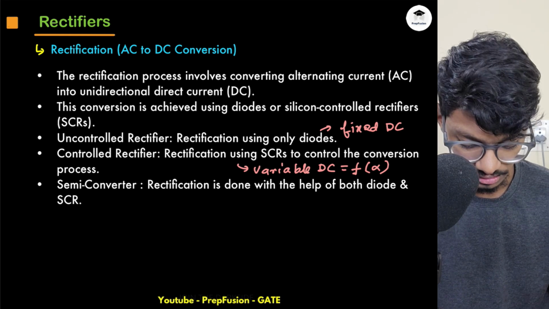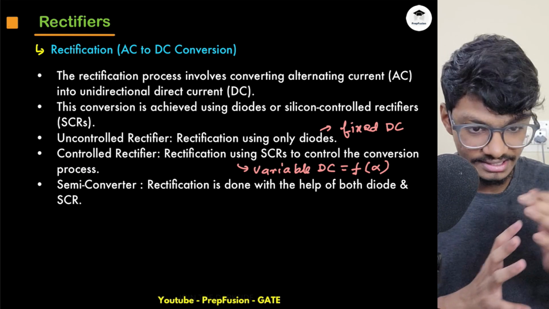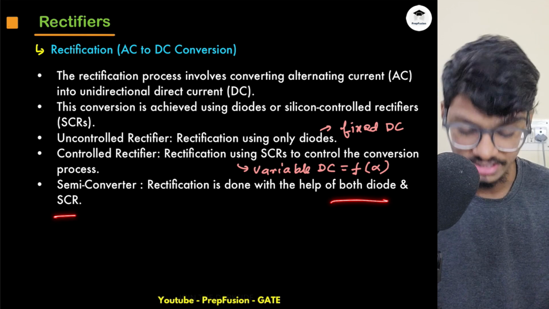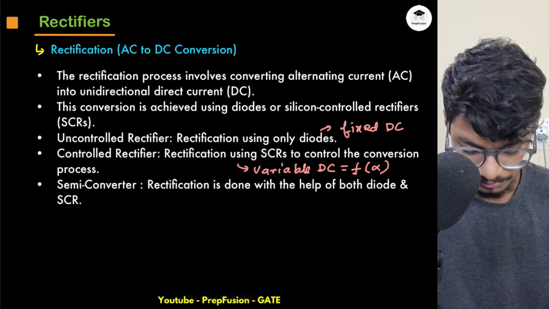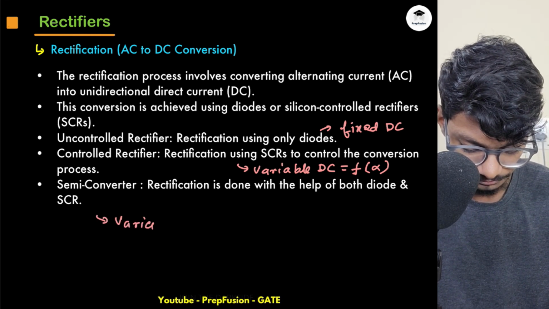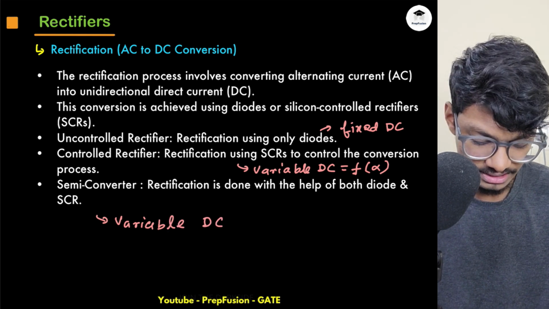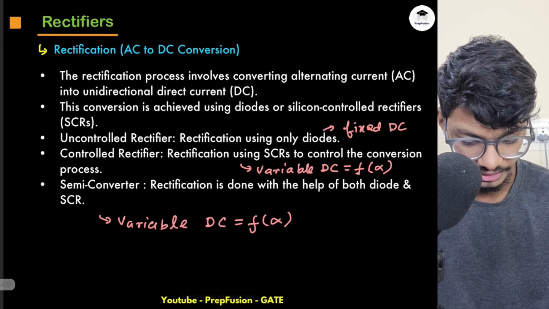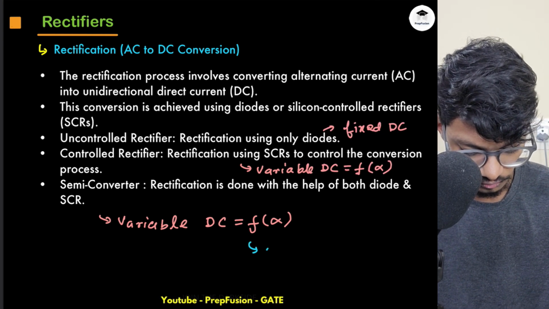There is also another converter, the semi-converter. Basically this integrates both the controlled rectifier and the uncontrolled rectifier. Here both diodes and SCRs will be used, and as the SCR provides control, this will also be able to produce a variable DC, which will be a function of alpha, but a weak function of alpha.